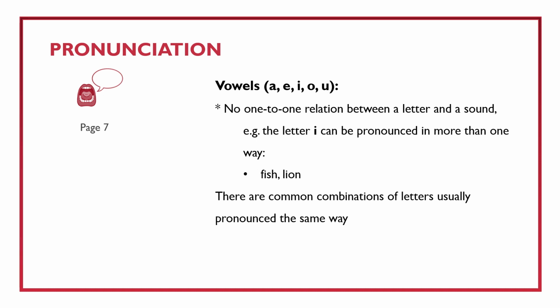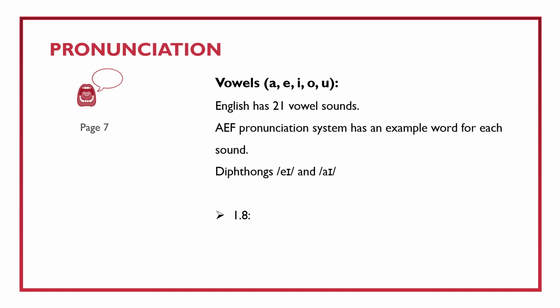In American English, vowels and combinations of vowels can be pronounced in different ways. Sometimes they are short sounds like in it and well, but sometimes they are long sounds like E in he, or diphthongs like I in high. English has 21 vowel sounds. American English File's pronunciation system has an example word for each sound.